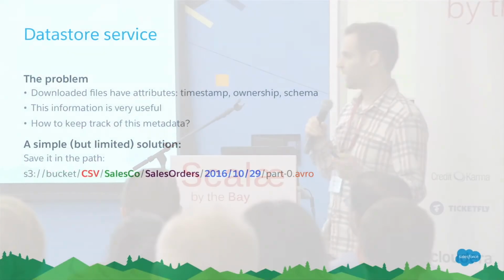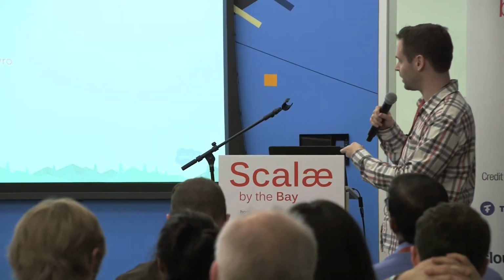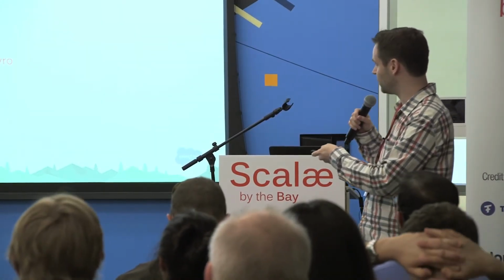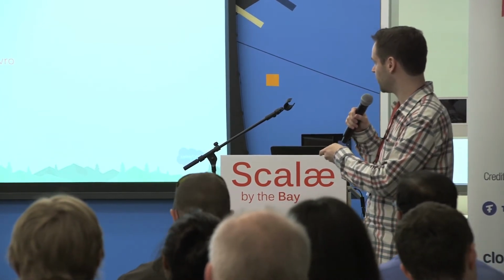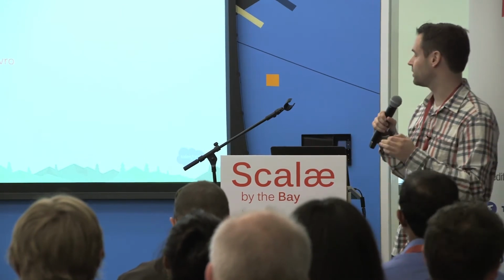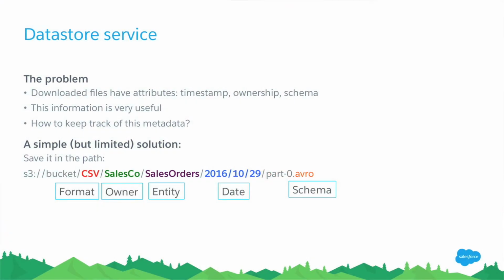What we've been doing in previous years is we used the path in S3 to store all this information. Not all this information, but some information. So for example, we would store in a path that would look like this. We would store the information that the data is in CSV format, and it belongs to this company, and then it was saved on this date. And we will use that to be able to identify what this file is when we want to use it.